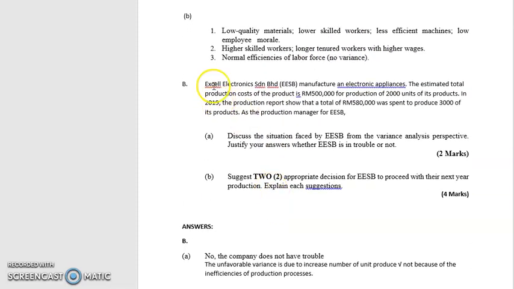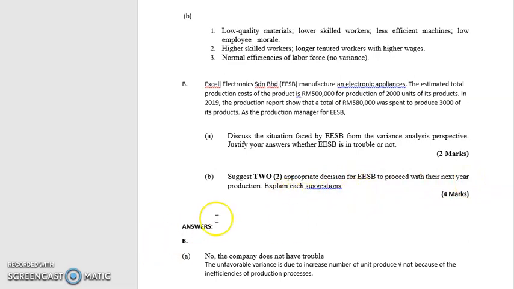Okay, second one, Excel Electronics Sdn Bhd manufactures an electronic appliance. The estimated total production cost of the product is 500,000 RM for production of 2,000 units of its product. In 2019, the production report shows that a total of 580,000 RM was spent to produce 3,000 of its product. As the production manager of EESB, discuss the situation faced by EESB from the variance analysis perspective. Justify your answer whether EESB is in trouble or not. Suggest two appropriate decisions for the company to proceed with their next year production.